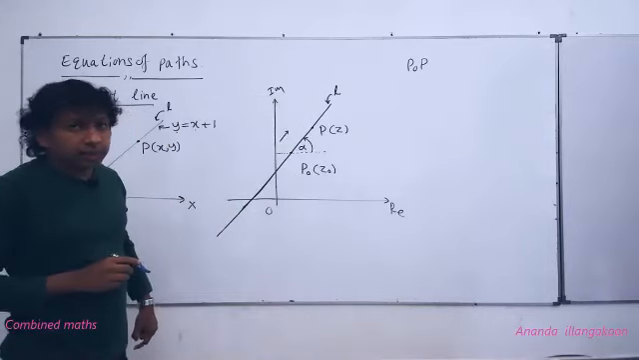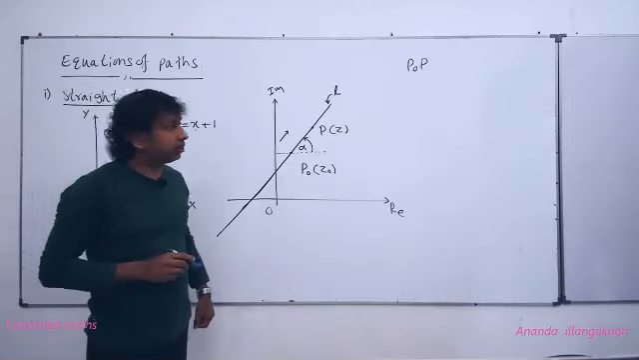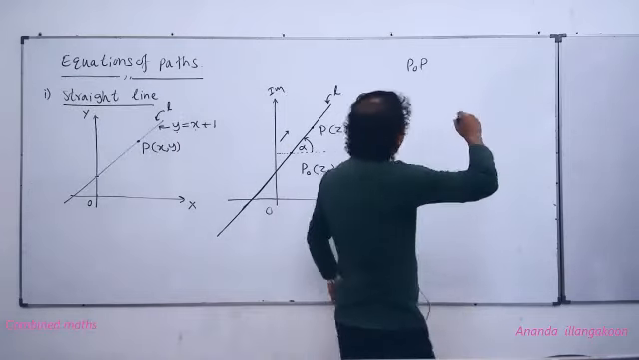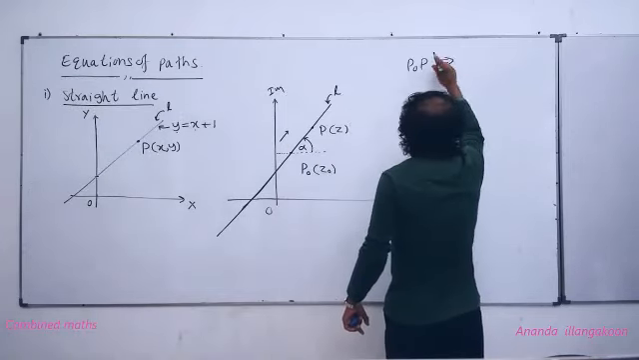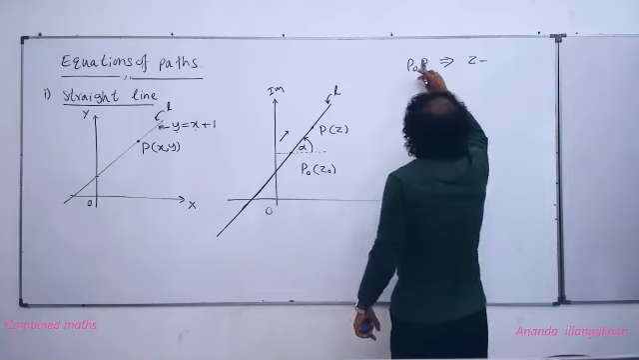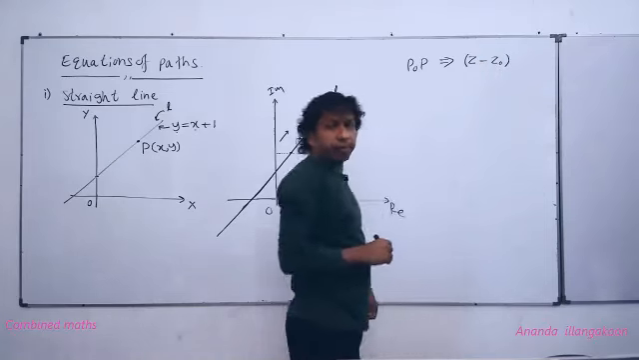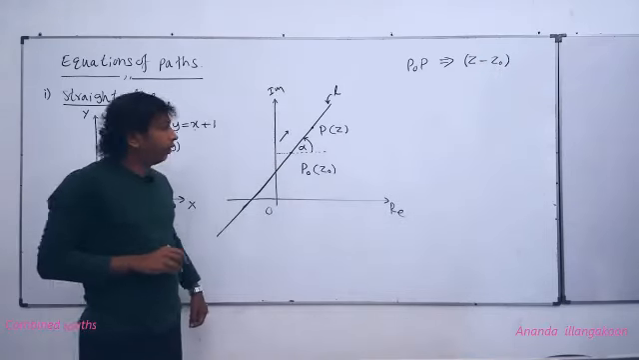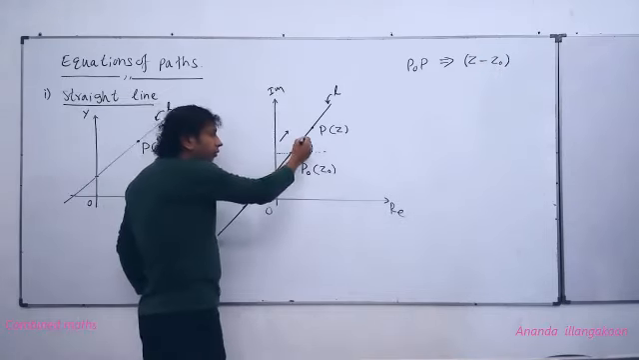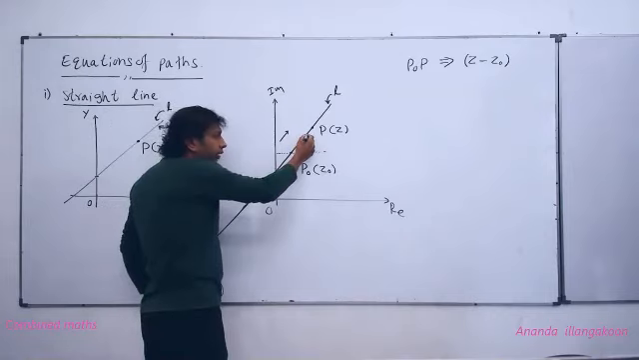By the line segment P naught P, what complex number is represented? Ending point complex number minus starting point complex number. This. Okay. And when I put an arrow, this arrow should be pointing like this.